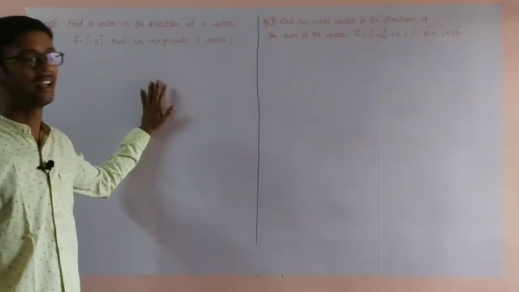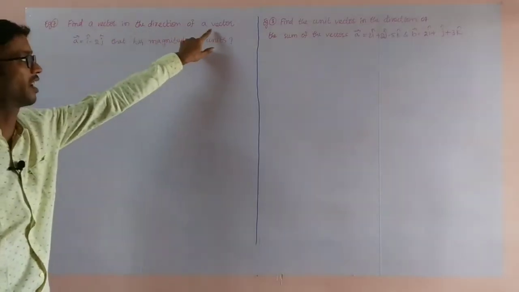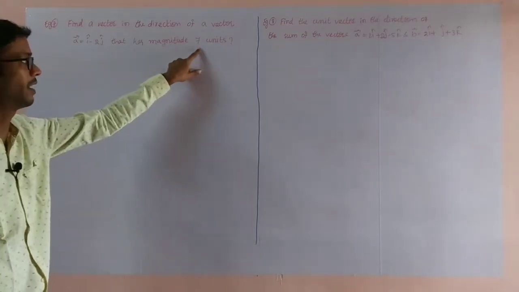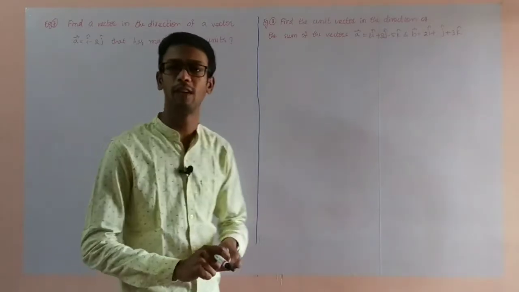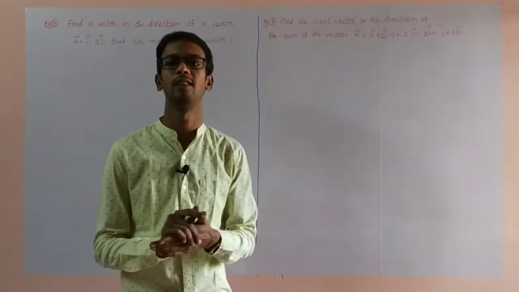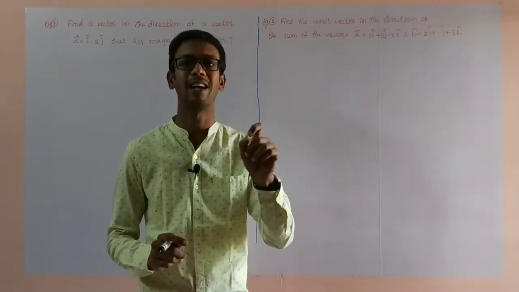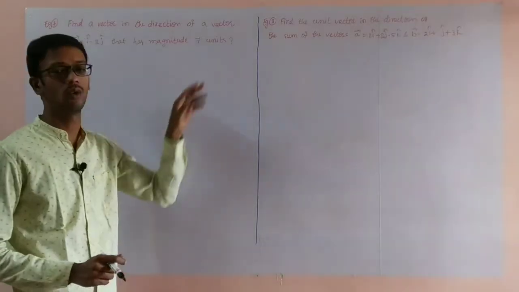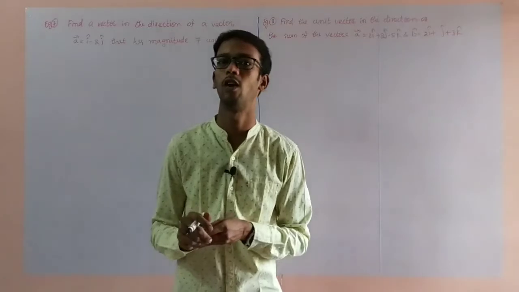Next, example number 7. Find a vector in the direction of a vector a bar that has magnitude 7 units. Before this example 7, we discussed example 6, the unit vector we found there. Unit vector means magnitude is 1 unit. But in this question they are asking for magnitude 7 units.